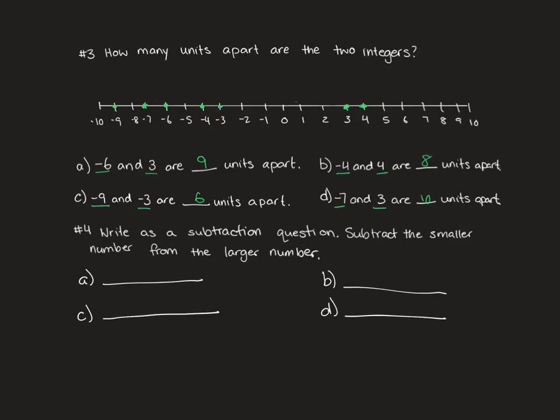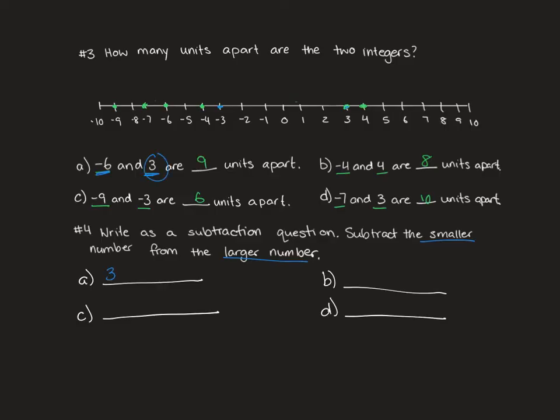Question 4 is once again going to be very similar to question 2, and so we're subtracting the smaller number from the larger number. So it's going to be the same order, where we start with the bigger number. So if we look at -6 and 3, 3 is further to the right on the number line, so it is the bigger number. So that's what we'll start with.